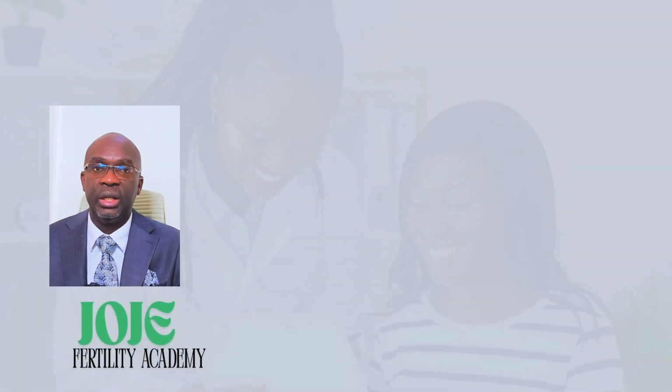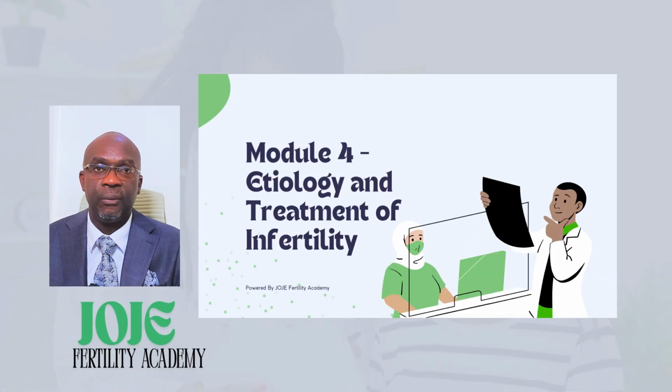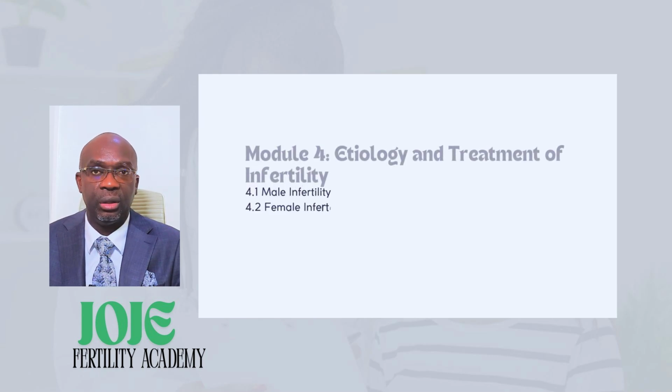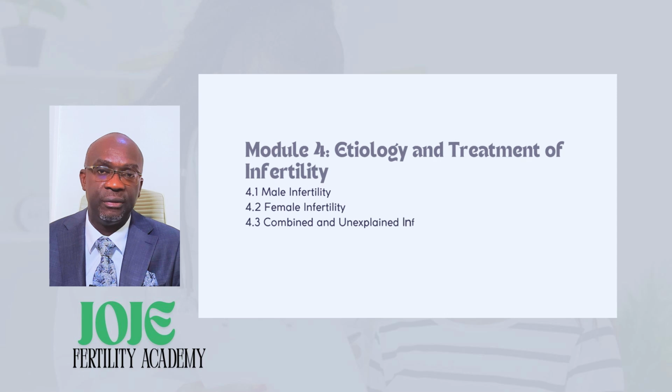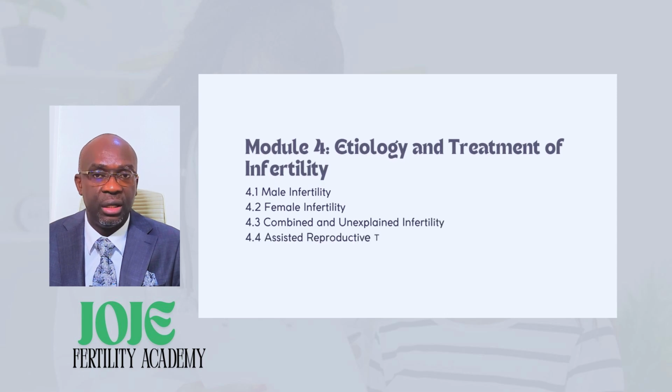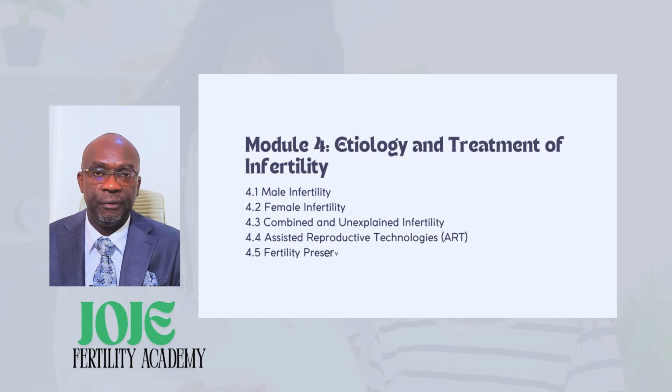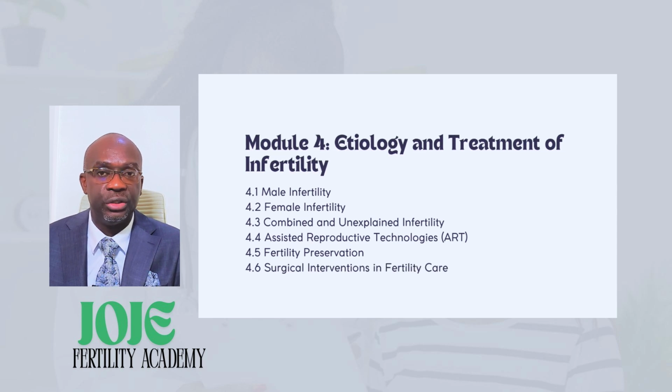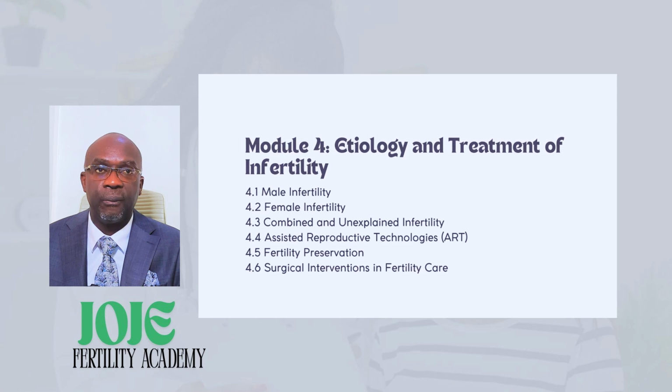Under this module, we're looking at 6 different units. We look at male infertility, female infertility, combined and unexplained infertility, assisted reproductive technologies, fertility preservation, and lastly, we'll look at surgical interventions in fertility care.